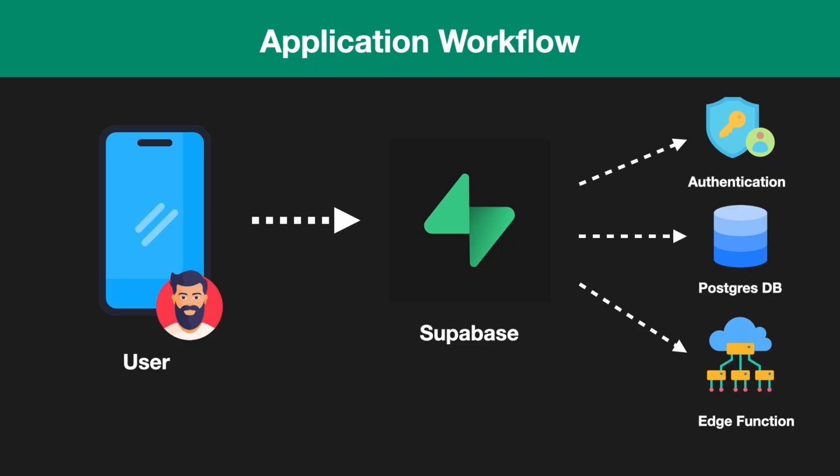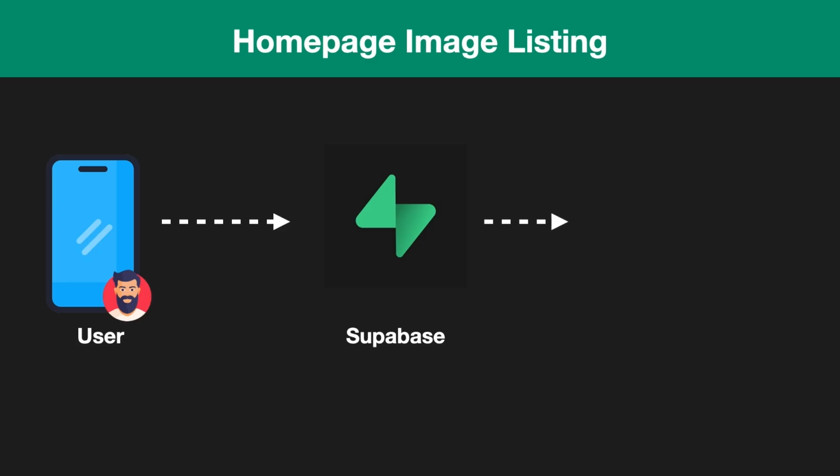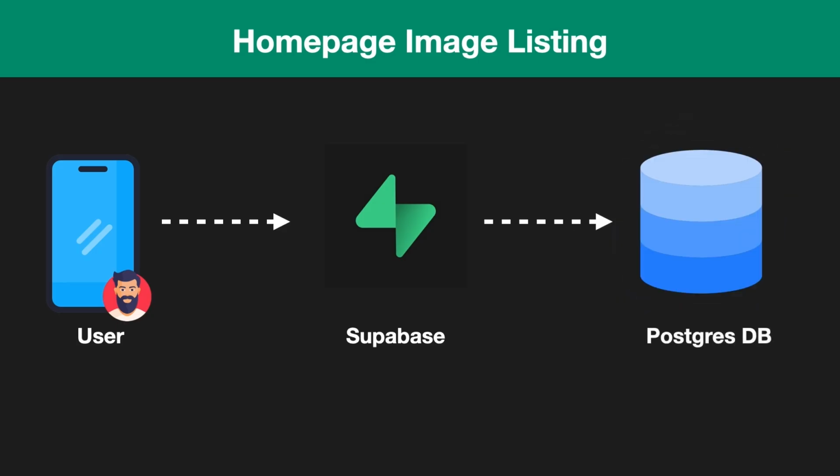Here is how our homepage is going to work. Our user will send a request to our Supabase backend, and from there, Supabase will fetch the latest images data depending upon the search query or normal get request. It is going to be providing the data from the backend to the user.